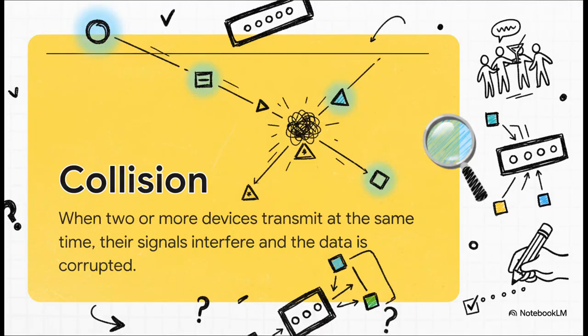Think about it. When two people at that party talk over each other, what happens? You can't understand a word either of them is saying. It just turns into noise. Well, the exact same thing happens with data. The signals literally crash into each other on the wire, and all that important information just becomes a completely useless, garbled mess. So the big question is, how on earth do we manage all this chaos?